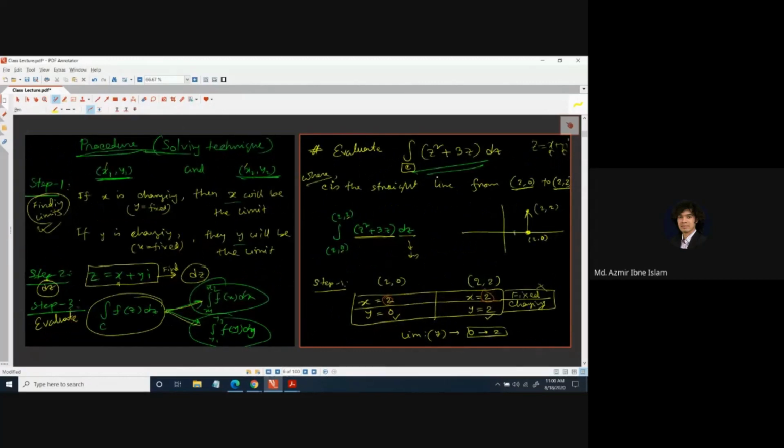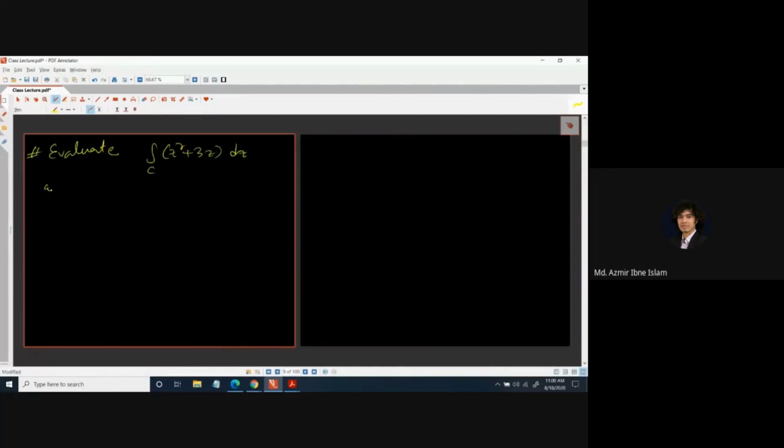Where C is the straight line from 2 to 0 2. We are working with straight lines at this moment, but things will be complicated if we have a parabola or some other curves. Okay, if we have some nonlinear curves, things will be complicated. But for the basic understanding, I am starting with a straight line. Then we will move gradually to the next level. So suppose we have a straight line from 2 point to 2 point.